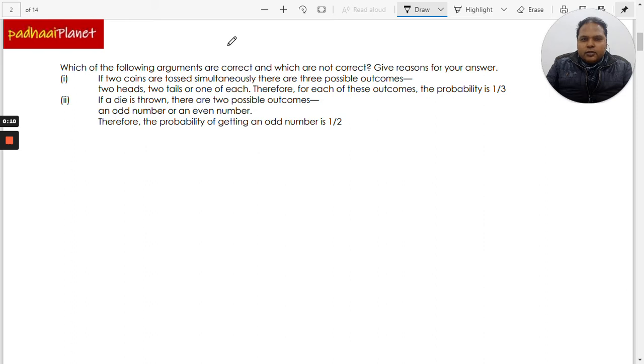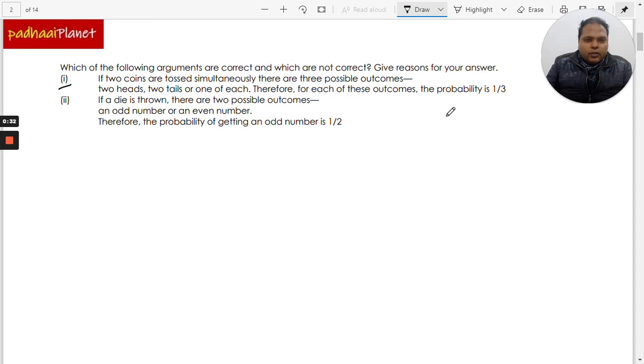This is a very good question. It says, which of the following arguments are correct and which are not correct? Give reasons for your answer. Right. So let's look at the first argument. It says if two coins are tossed simultaneously, there are three possible outcomes, right?